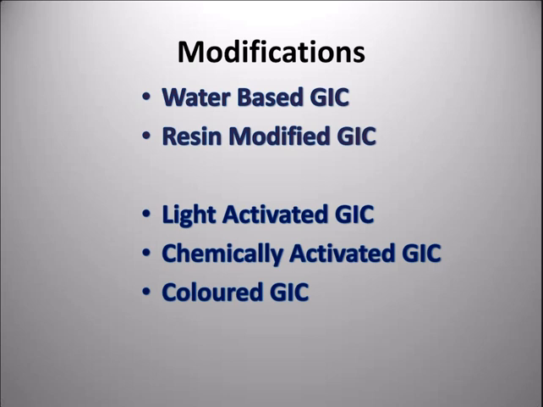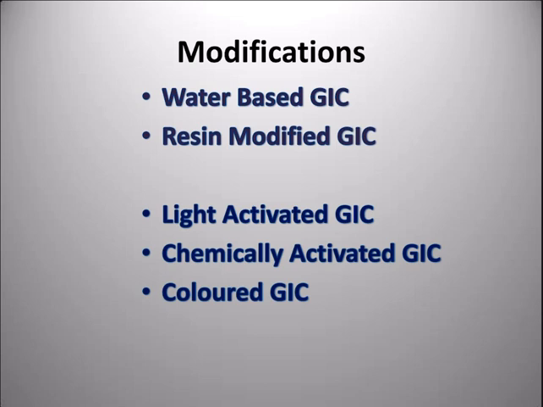Next one is resin modified GIC. As you know, GIC has very good properties, but the main drawback is it doesn't have the strength compared to that of a resin like a composite. So along with the glass ionomer cement, resin is also incorporated. So we now have resin modified GIC, which is very commonly used. Even in our clinics, we use resin modified GIC so that we get the properties of both the composite as well as GIC in one shot. So that is another modification.